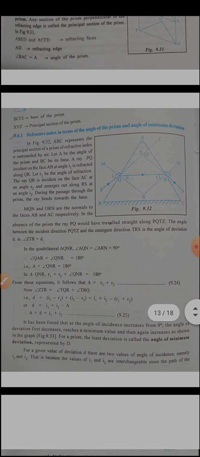Now we will see the refractive index in terms of the angle of a prism and the angle of minimum deviation. See this ABC, consider a prism.